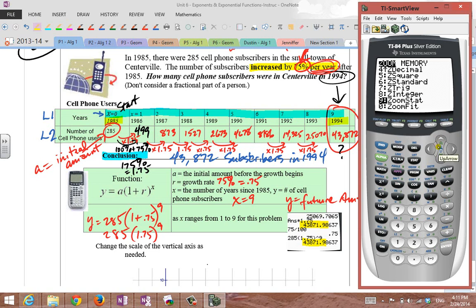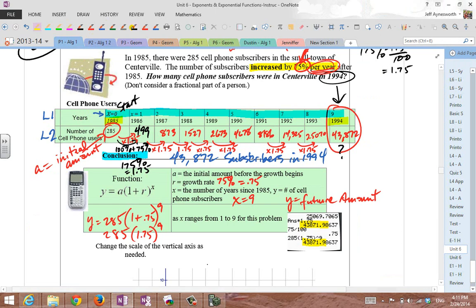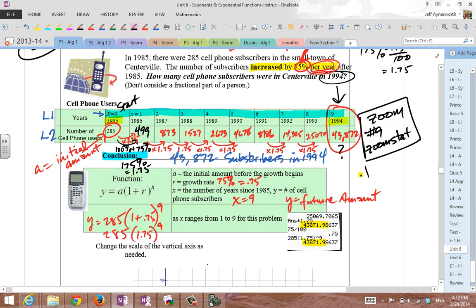Select zoom stat. Let me write that down. So make sure that when you enter the data in, you select zoom stat, number 9, so you can see all the plot points. Okay, so that's what I did there.